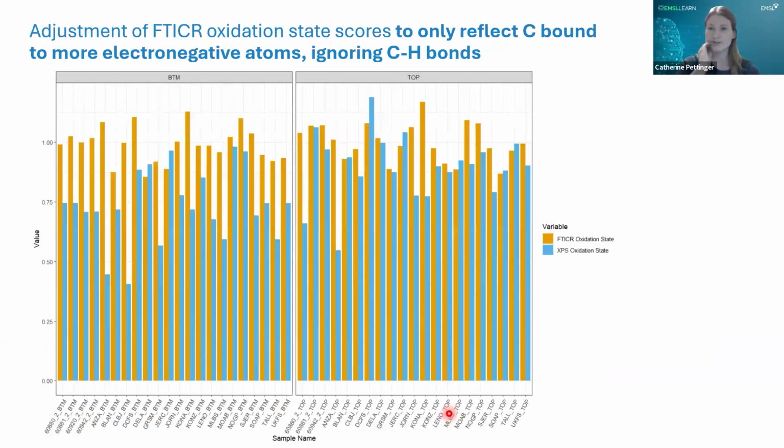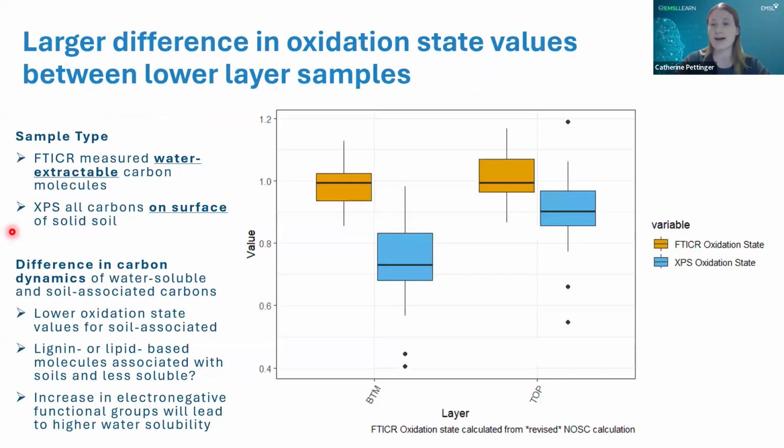Okay, so I did want to try to adjust the FTICR oxidation state scores, even though they're calculated very differently, just to reflect the carbon, to ignore carbon-hydrogen bonds. Some of them start to match, some of them still are not. But again, this is a little bit because of how the data is collected and what extractions are performed. The FTICR is using a water extraction.